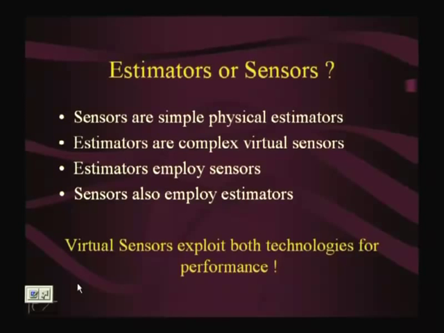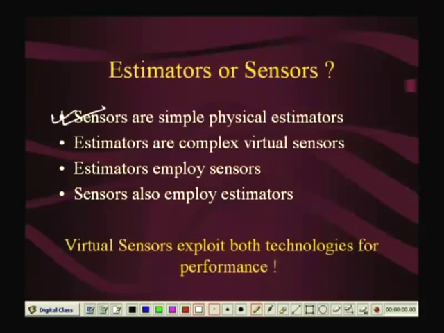So, the question is this: now that we understand estimation, we know that estimation is basically the computation of one quantity from another quantity using a model. So, aren't sensors very rudimentary estimators? For example, sensors are simple physical estimators. You actually sense the resistance change and from that you can estimate the temperature. So, in that sense, sensors are simple physical estimators. If that is so, then estimators can become very complex virtual sensors, if we use complicated models which involve a number of inputs and if you want to reject noise, disturbance, interfering, modifying inputs, then it acts like a complex sensor.